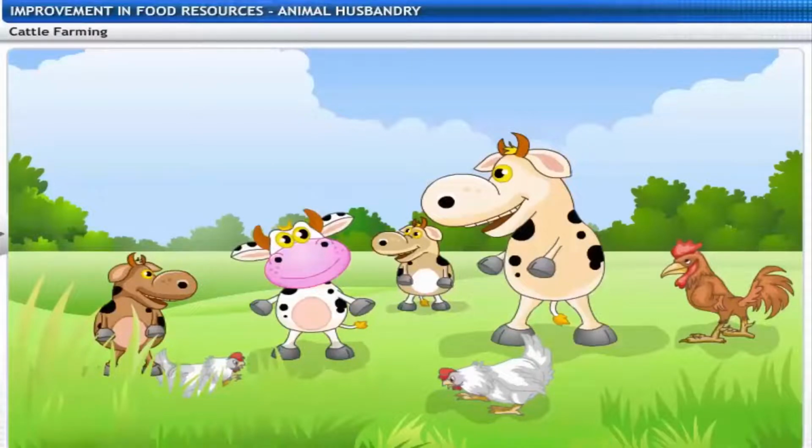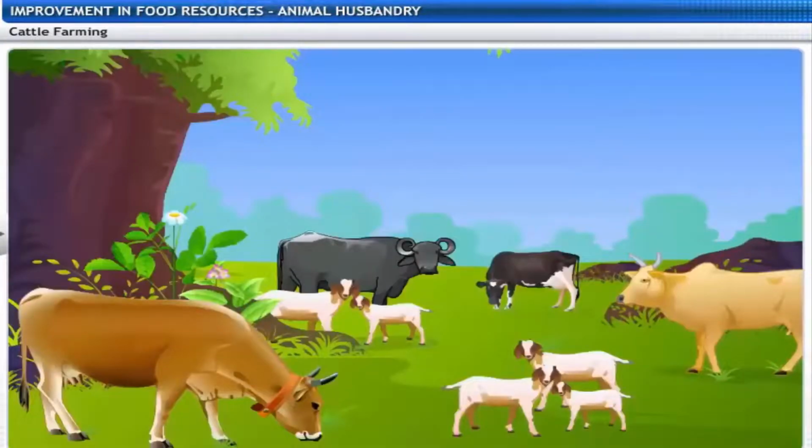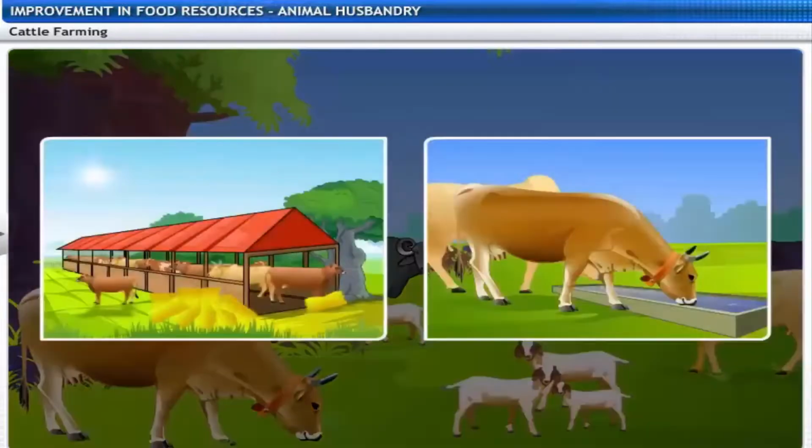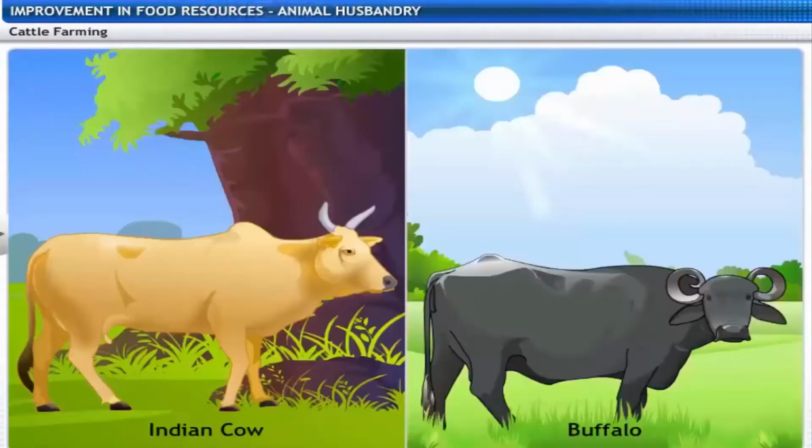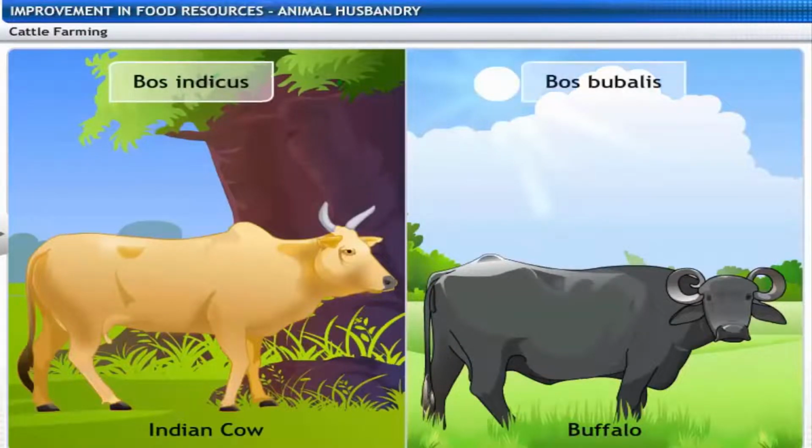Looks like Moo has found her friends and a lot of new people as well. As you can see, along with cows, cattle include buffaloes, goats, and sheep. The practice of rearing cattle by providing facilities for raising livestock is called cattle farming. Two major species of Indian cattle are Bos indicus, or cows, and Bos bubalis, or buffaloes.